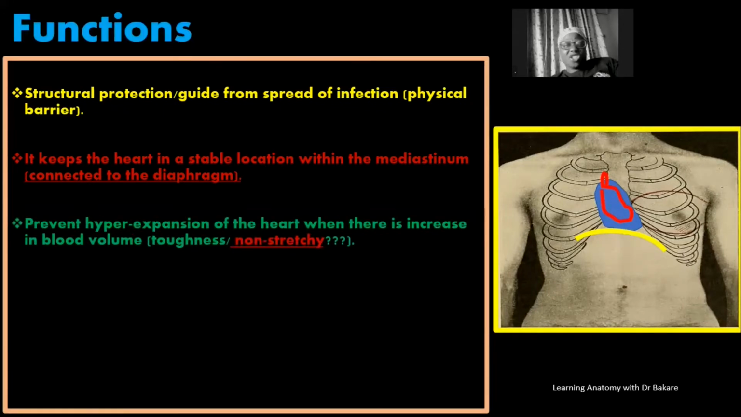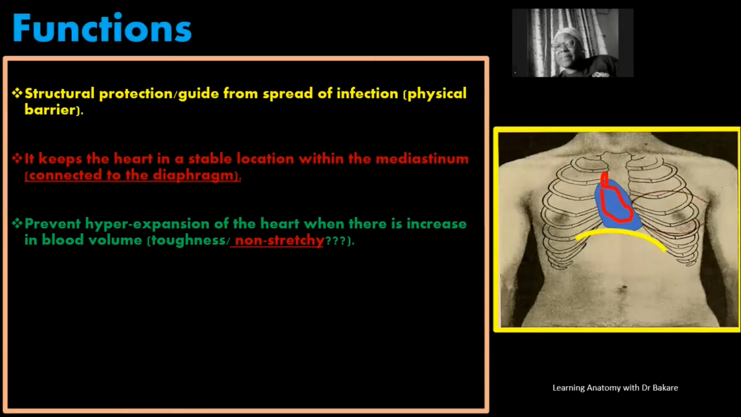Going further on the function, it helps to prevent hyperexpansion of the heart. And it does this because we said that the pericardium is a tough sac, which means that this sac cannot be stretched or expanded. So because of this reason, as the heart begins to expand or contract, in the quest of pumping out blood or receiving blood, the pericardium helps to limit the hyperextension of the heart. Because this sac is tough, it is not expandable, so it cannot expand.